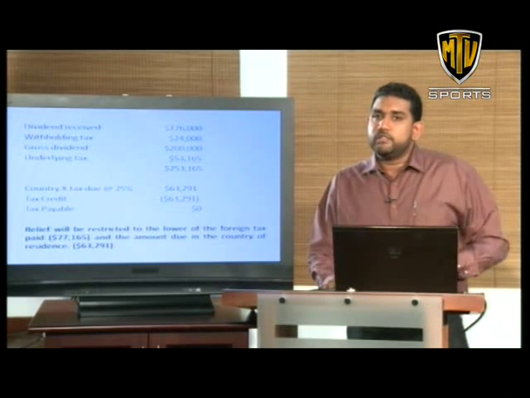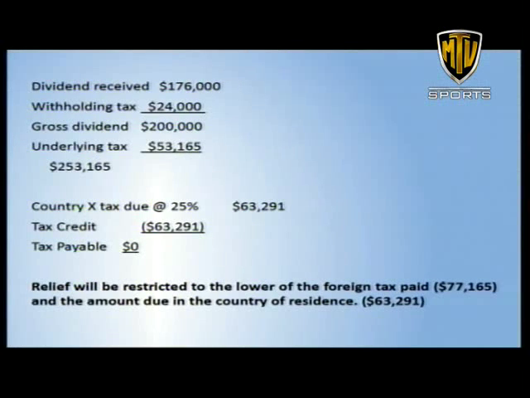So to the 176,000, we are adding back the withholding tax, which will give us the gross dividend of 200,000. And to the gross dividend, we are going to add back the underlying tax element, 53,165, which gives us 253,165 as the taxable income.